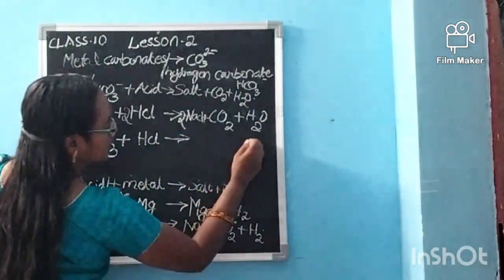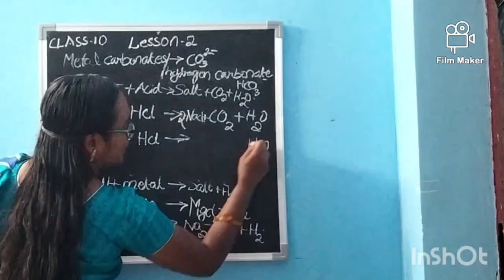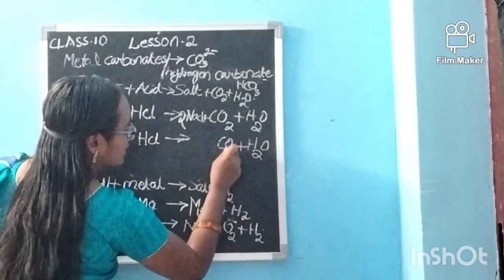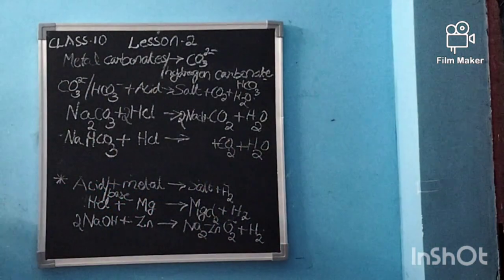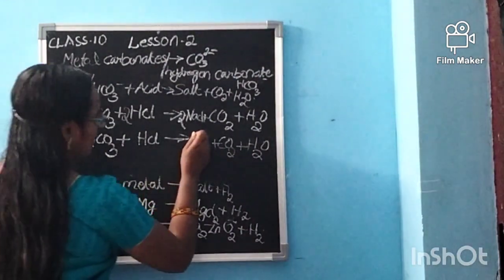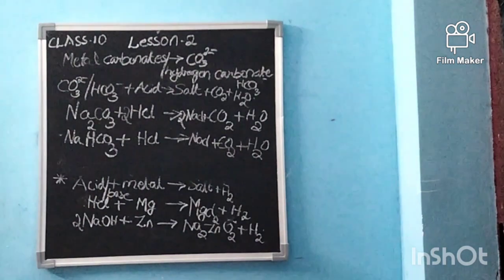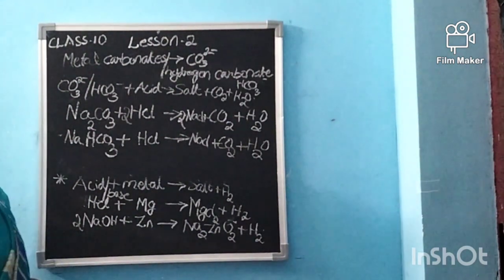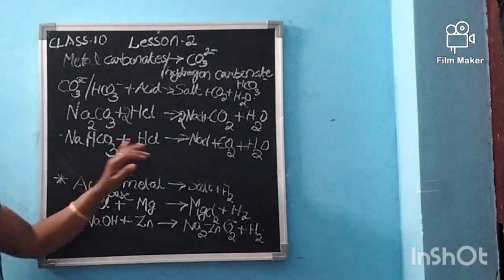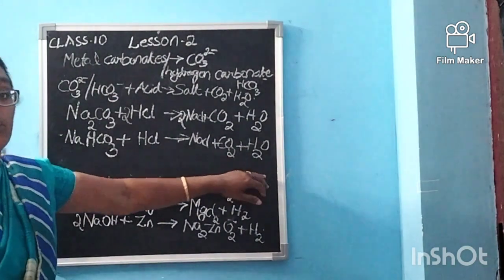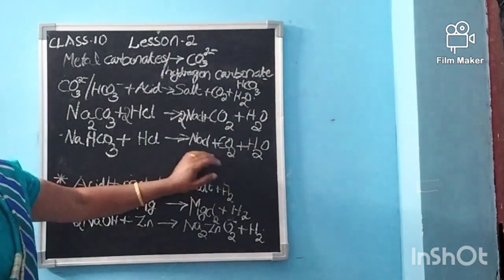Gives what? H2O has been already written. Plus carbon dioxide. Then the same sodium chloride. Then you have to balance the equation. All this you have to do. See dears, here also carbon dioxide and water is liberated along with the salt.